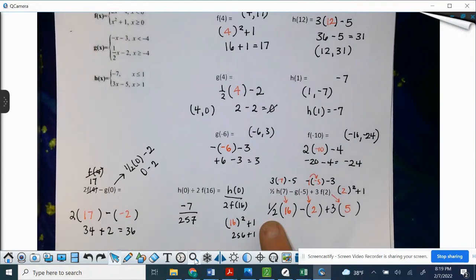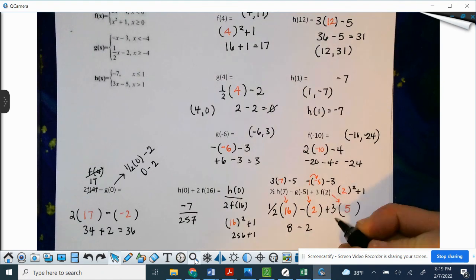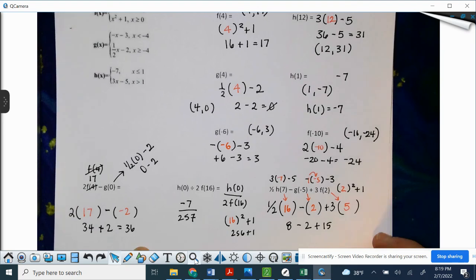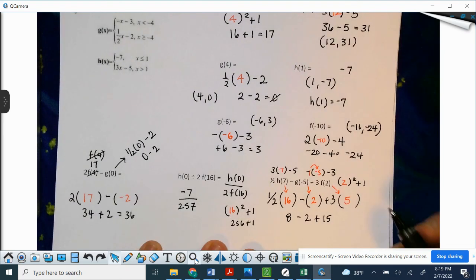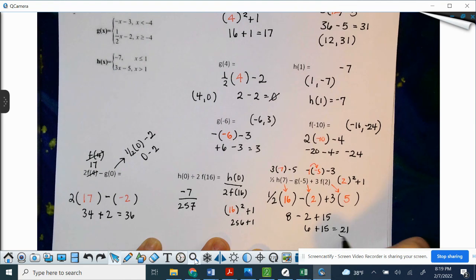So we need 1/2 of 16, and 1/2 of 16 is going to be 8, minus, we're going to hold on to the 2 for now, and then plus 3 times 5, which is 15. And this is just knowing your order of operations. So PEMDAS is what that was called. And I'm writing it all the way out so you see all of it. So 8 minus 2, 6 plus 15 is going to give you 21. So the answer to that one is 21.